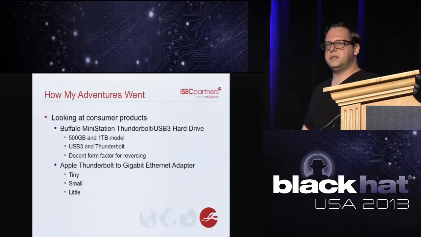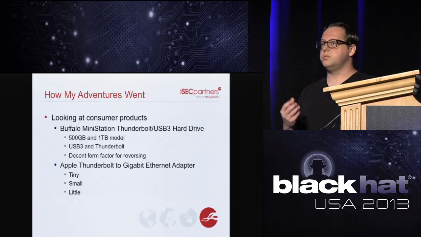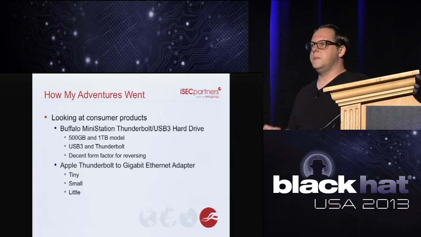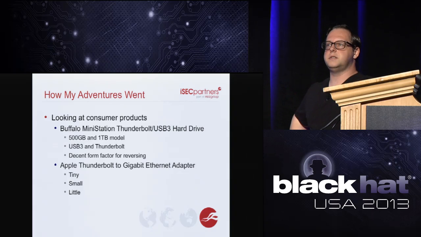So I chose 2 devices. The first device was the Buffalo MiniStation Thunderbolt USB 3 hard drive. This has a really great form factor for reverse engineering this kind of stuff. It's nice and big, big in comparison to the other device I chose, but it has a big area for vias to solder in, and you can see the chips clearly.